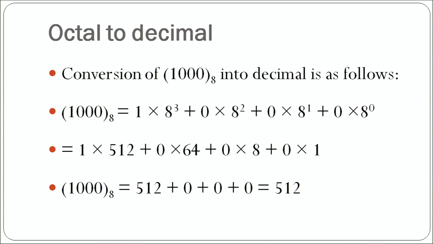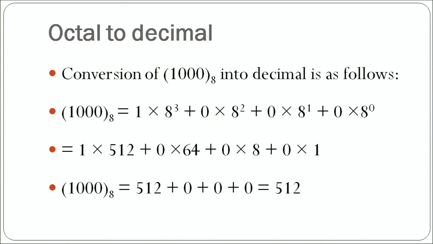Then what will we add? Similarly, as in the previous method we have seen, we will add 0 multiplied by 8 raised to the power 2, because now 2 digits are remaining. Then we will add 0 multiplied by 8 to the power 1, and then 0 multiplied by 8 to the power 0. Now 8 cubed is 512.